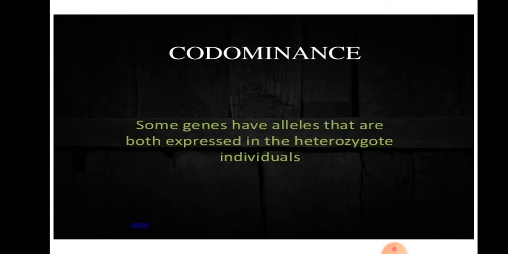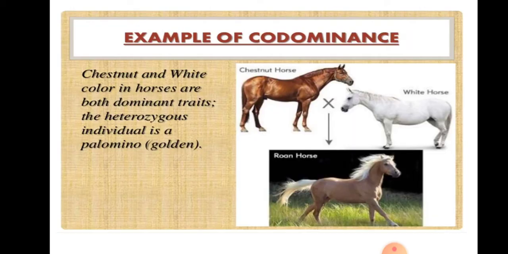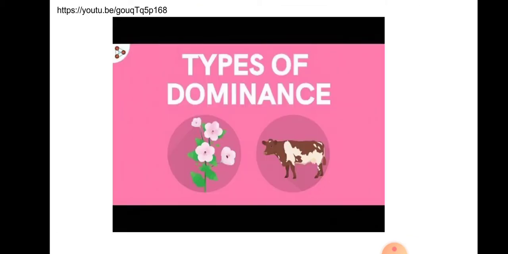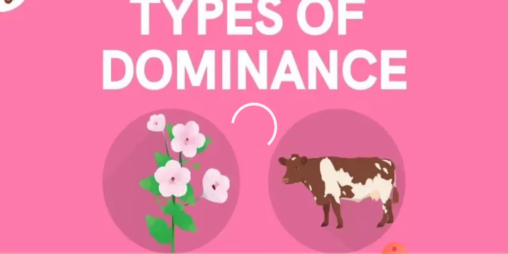So, in codominance, some genes have alleles that are both expressed in heterozygote individuals. Example of codominance: the chestnut and the white color of horses are both dominant traits. The heterozygote individual is a palomino, the golden color of the horse. And here you see a YouTube video for codominance.